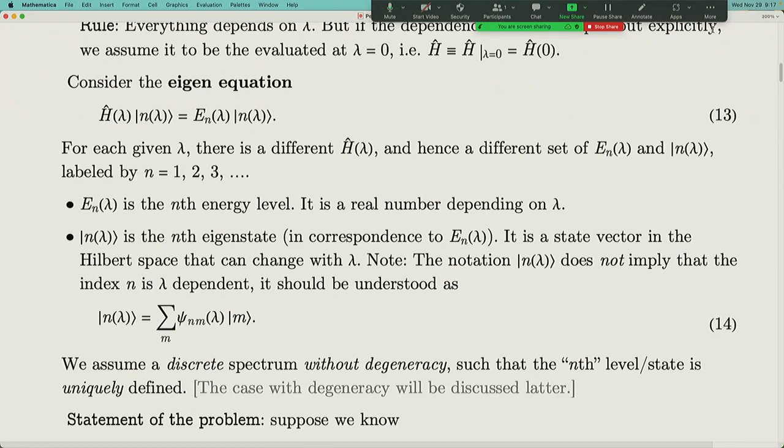More precisely, it means that I can expand this eigenstate n in terms of a set of basis states, say m. And then there will be a linear superposition coefficient that combines all the basis states m into this eigenstate n. The superposition coefficient is a complex number, so that complex number can be a function of lambda. Our goal is basically to understand this function as well. So those are the two functions we are going to compute: one is the energy function, the other is the state superposition coefficient function. And we want to understand the behavior of these functions in the vicinity of lambda equals 0 using perturbation theory.